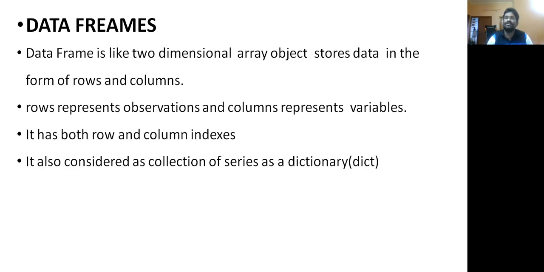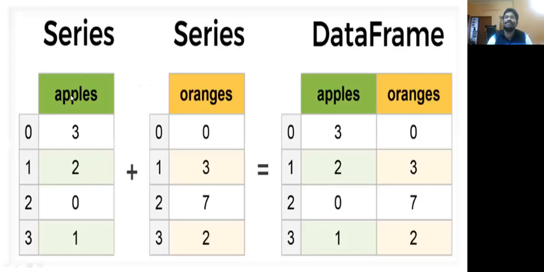For example, you see that. So here is series 1. This series 1 contains the apples. Here there are 4 apples, so suppose the indexes are 0, 1, 2, 3. In the zeroth position, 0 apples. In the first position, 3 apples. In the second position, 7 apples. And in the third position, 2 apples.